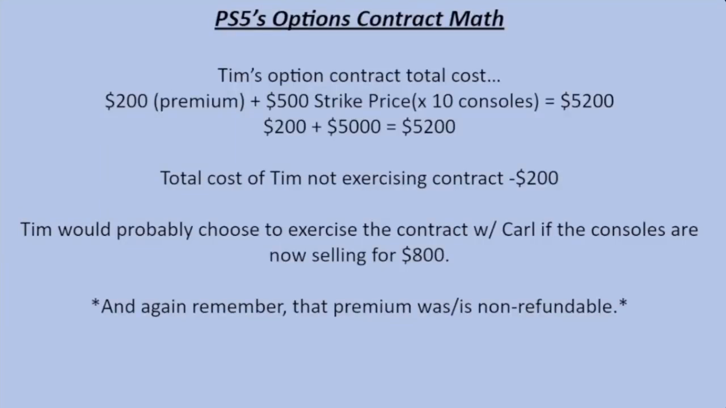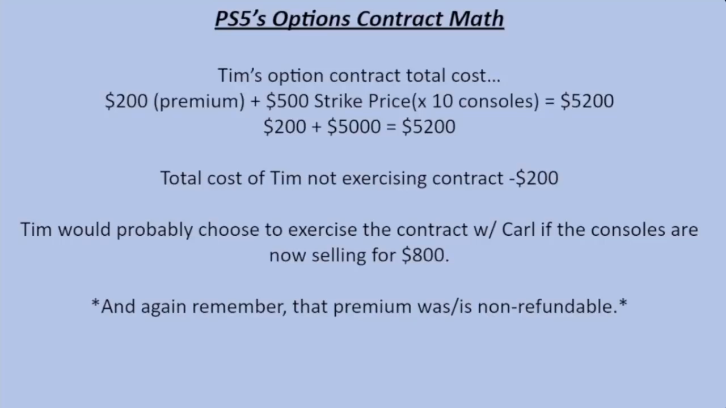The total option contract cost of Tim's option contract to Carl cost him $200 premium plus the $500 strike price times the 10 consoles. So we got to $5,200 total. And as you can see, we break it down to $200 plus $5,000 equals $5,200. The total cost of Tim not exercising the contract would just be $200. Tim paid $200 to buy the contract. If he doesn't exercise, he doesn't owe any other money. He can walk away from the contract.